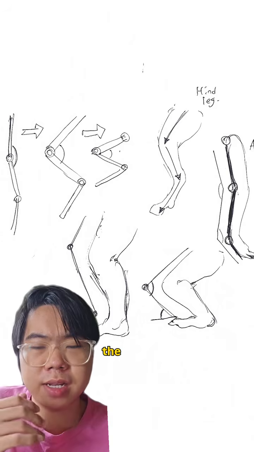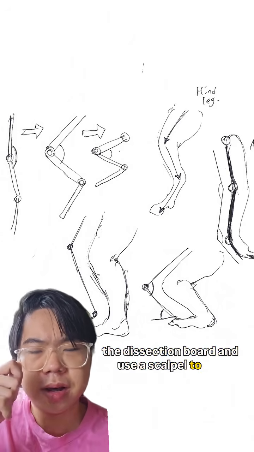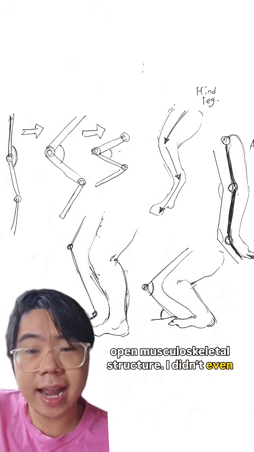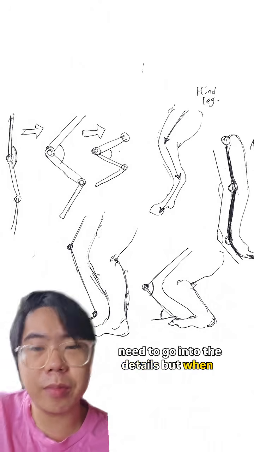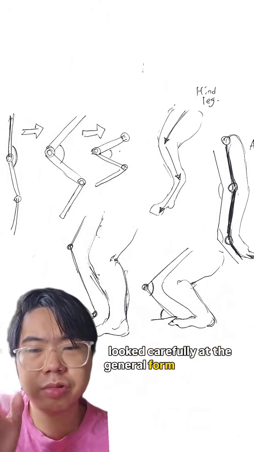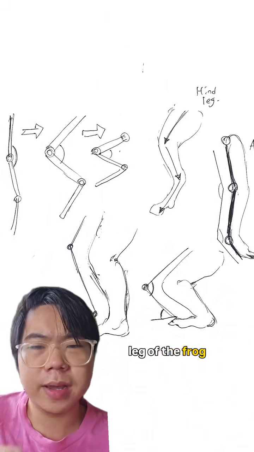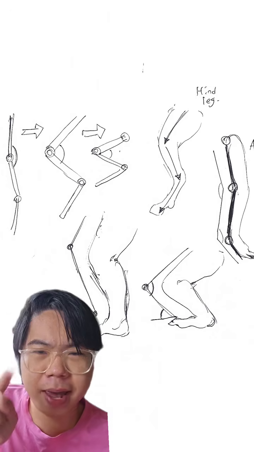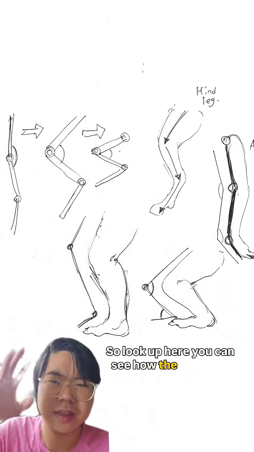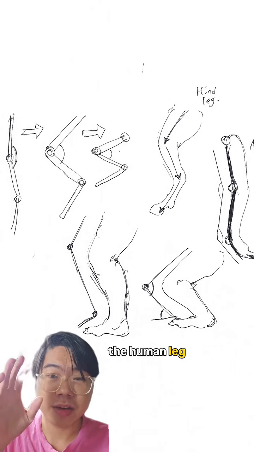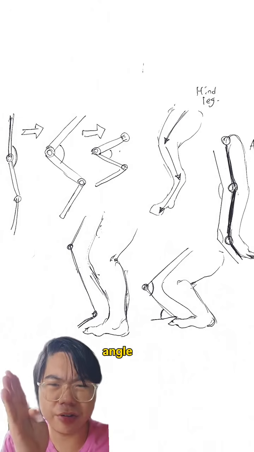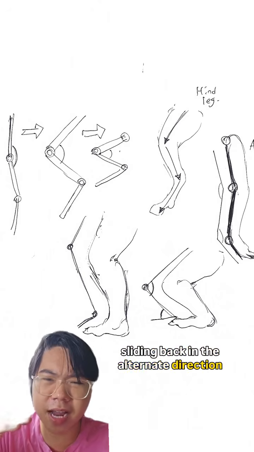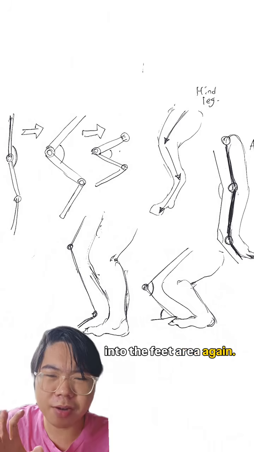Then when I place them on the dissection board and use a scalpel to pry open its muscular skeletal structure, I didn't even need to go into the details, but when I looked carefully at the general form of the hind leg of the frog, I realized that it has an alternating zigzag pattern. So look up here, you can see how the thighs of the human leg transit and break to a different angle, sliding downwards into the calf area and sliding back in the alternate direction into the feet area again.